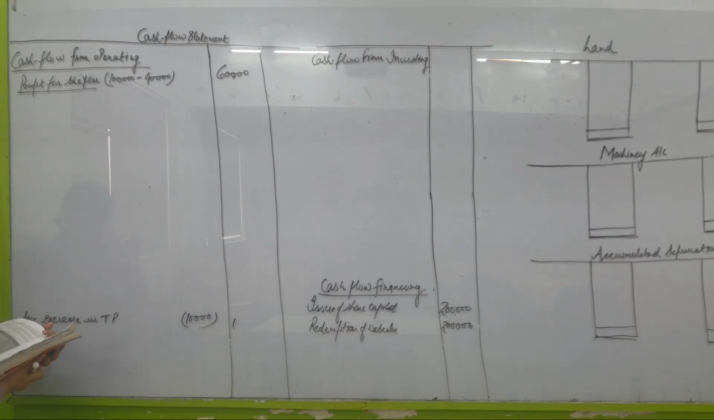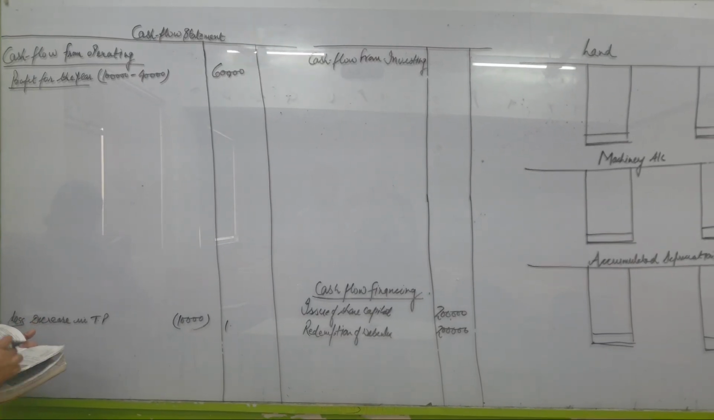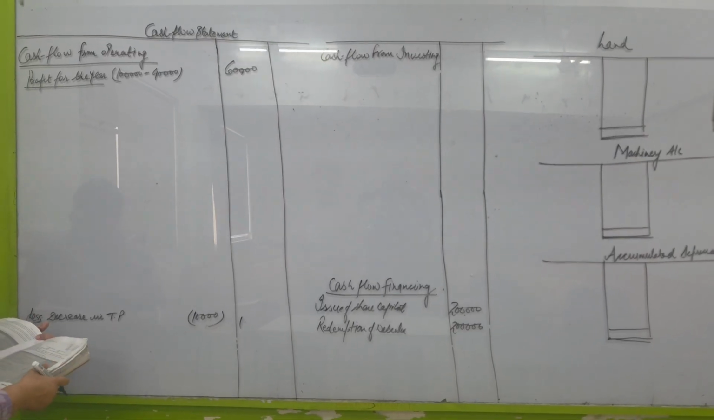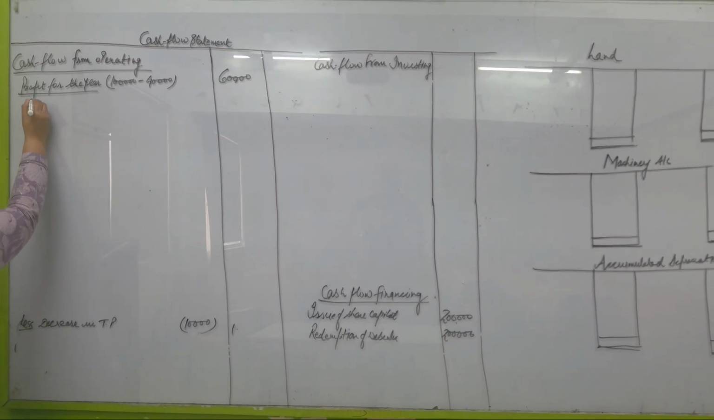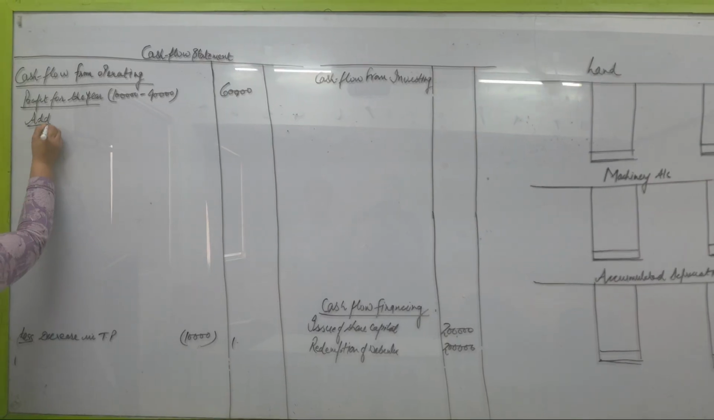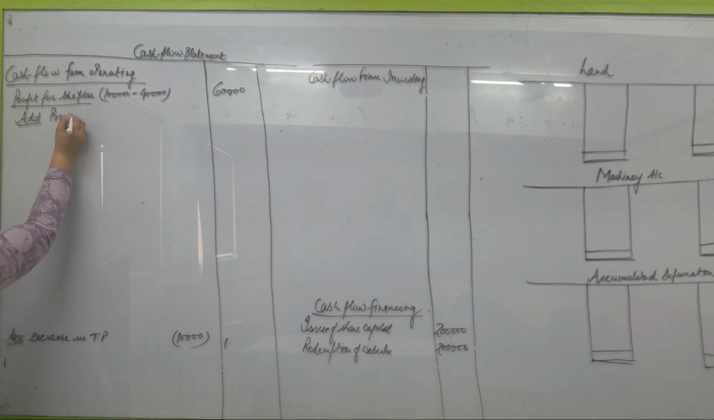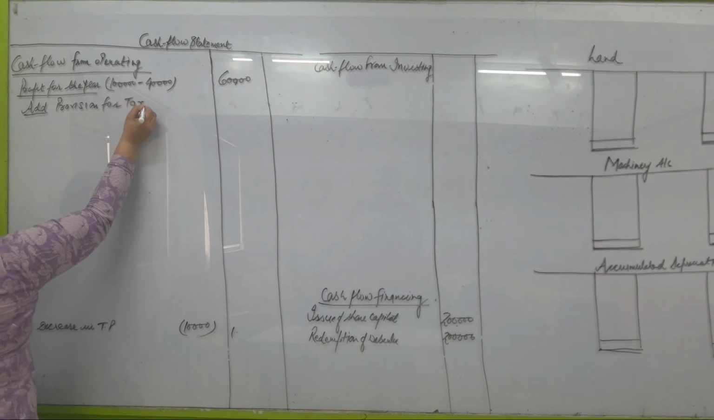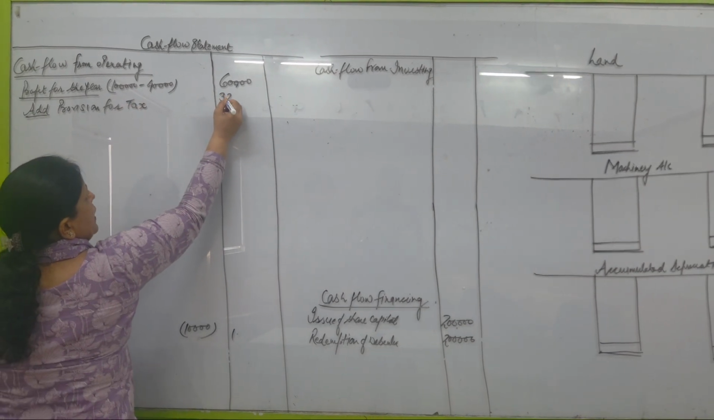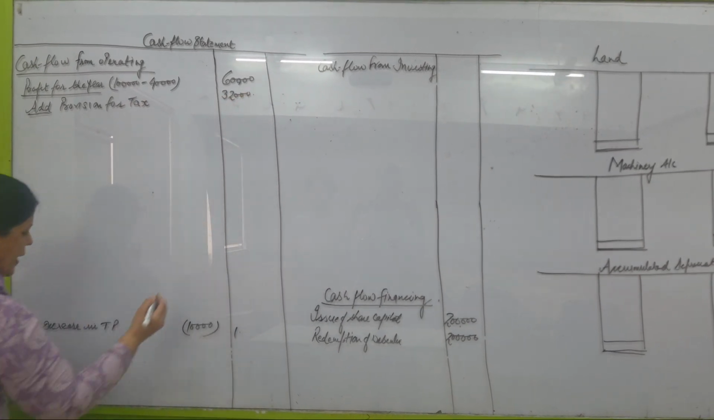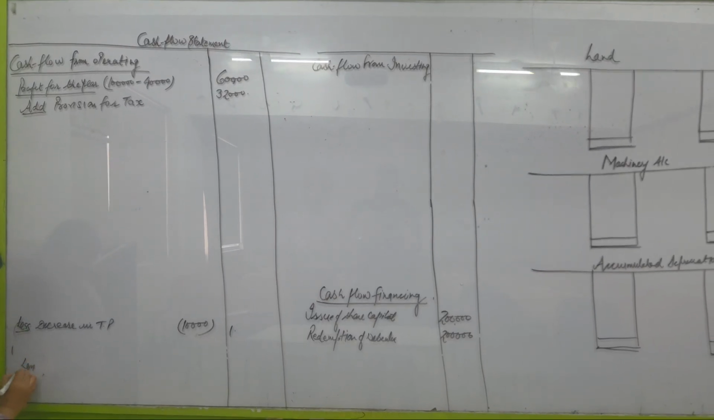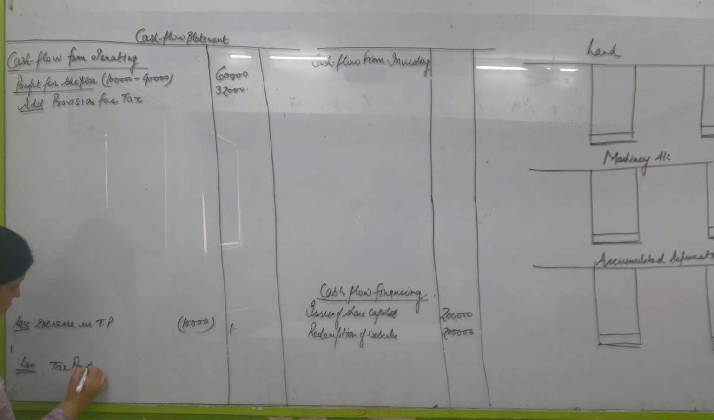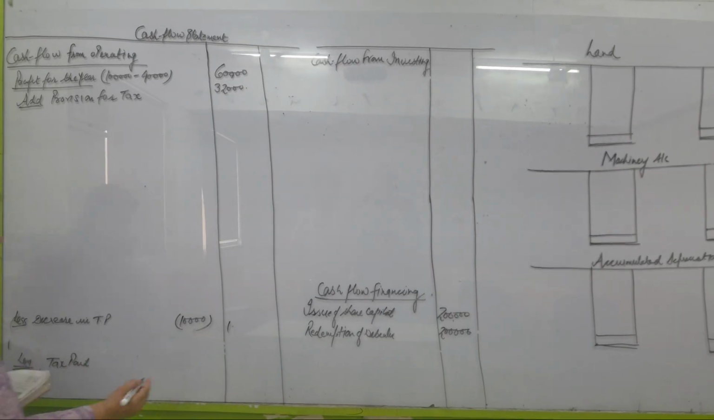Next point, short-term provision means provision for tax and provision for doubtful debts. Current year provision for tax will be added to profit and last year will be paid, less tax paid. That is 25,000.